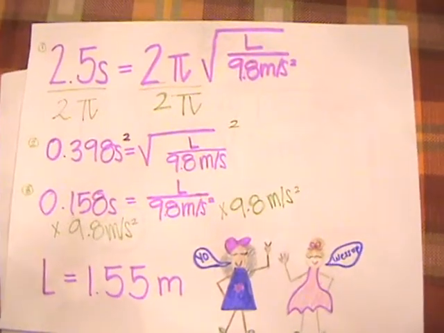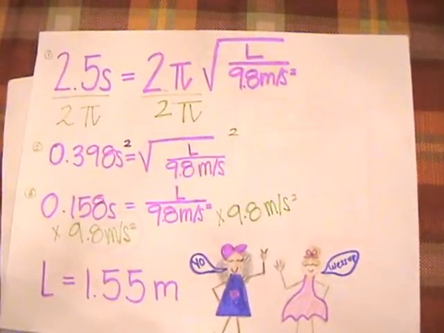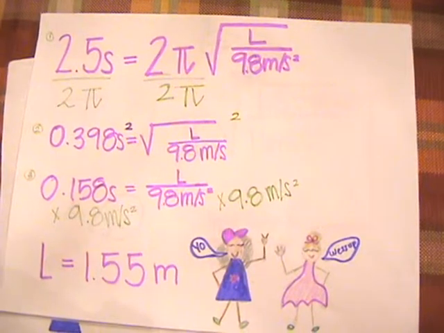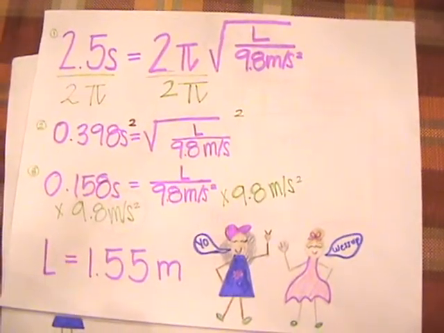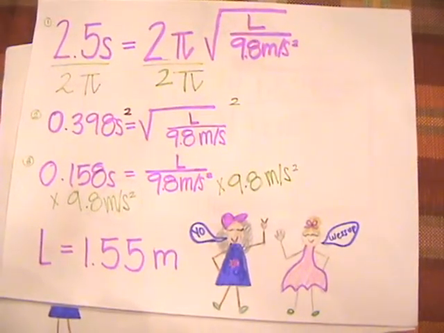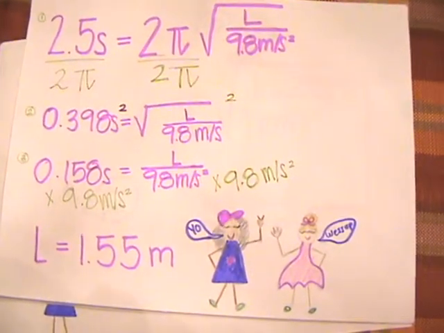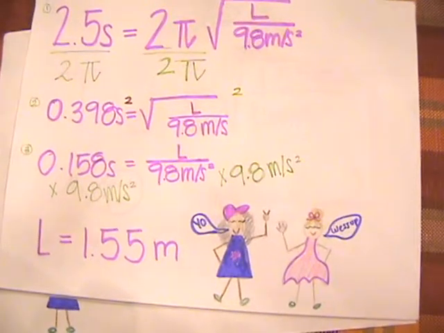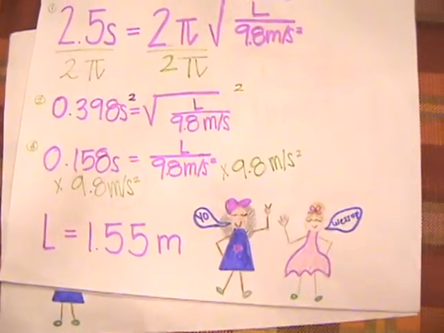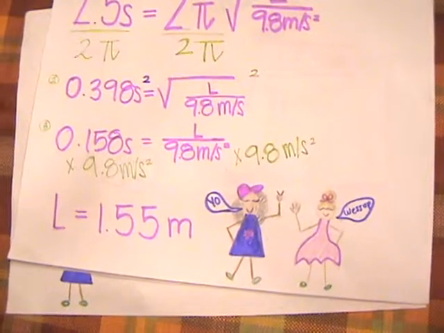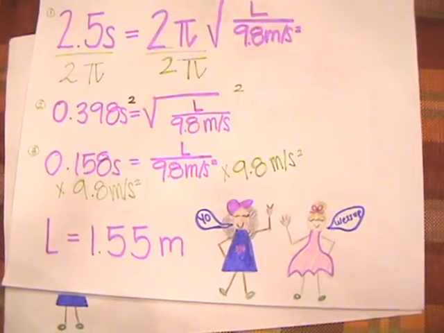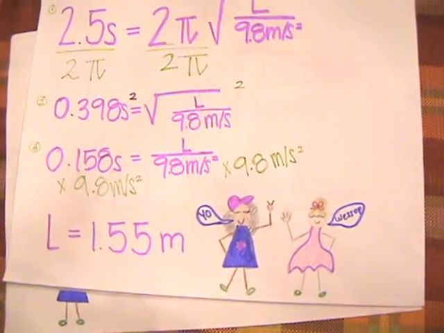So let's begin to solve our equation. 2.5 seconds equals 2 pi times the square root of L over 9.8 meters per second squared. The first thing we have to do is divide each side by 2 pi. When we do, we get 0.398 seconds is equal to the square root of L over 9.8. We have to then get rid of the square root, so we square both sides. When we square both sides, we get 0.158 seconds squared is equal to L over 9.8 meters per second squared. Now we have to isolate the L, and to do so, we multiply both sides by 9.8 meters per second squared. Once we finish that, we get length is equal to 1.55 meters.